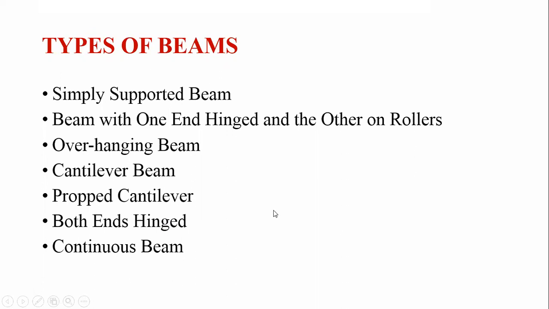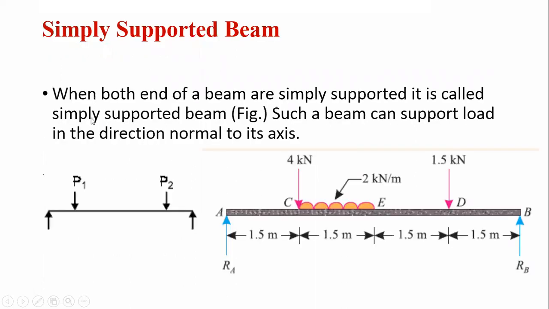Now let us start with the first, the simply supported beam. When both ends of the beam are simply supported, it is called a simply supported beam, as shown in the figure. Such a beam can support the load in the direction normal to the axis. If you see over here, the ends are simply supported, that's why only one reaction is developing. And over this, there are a number of loads which are also vertical or normal to the axis. Axis means this one, the axis of your beam.